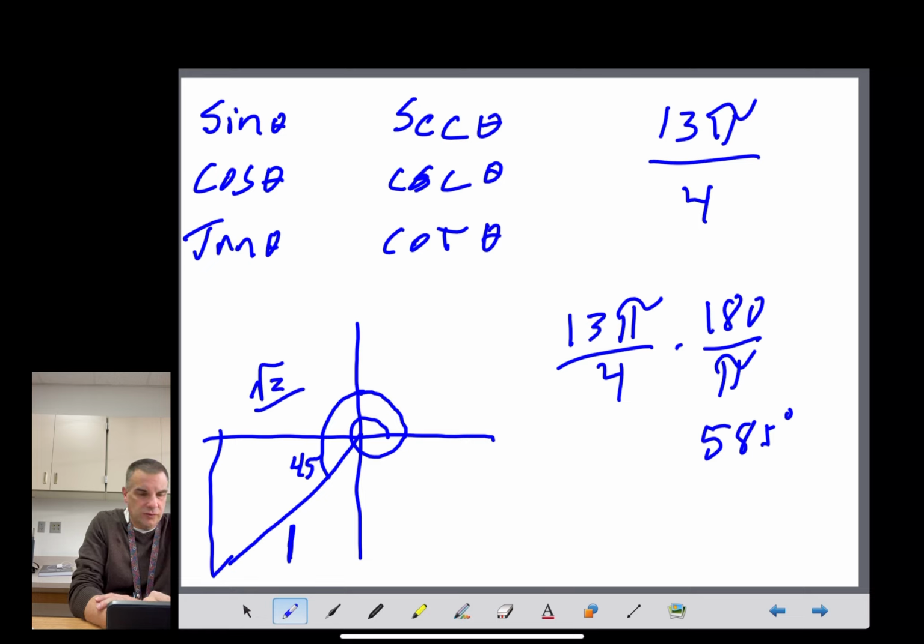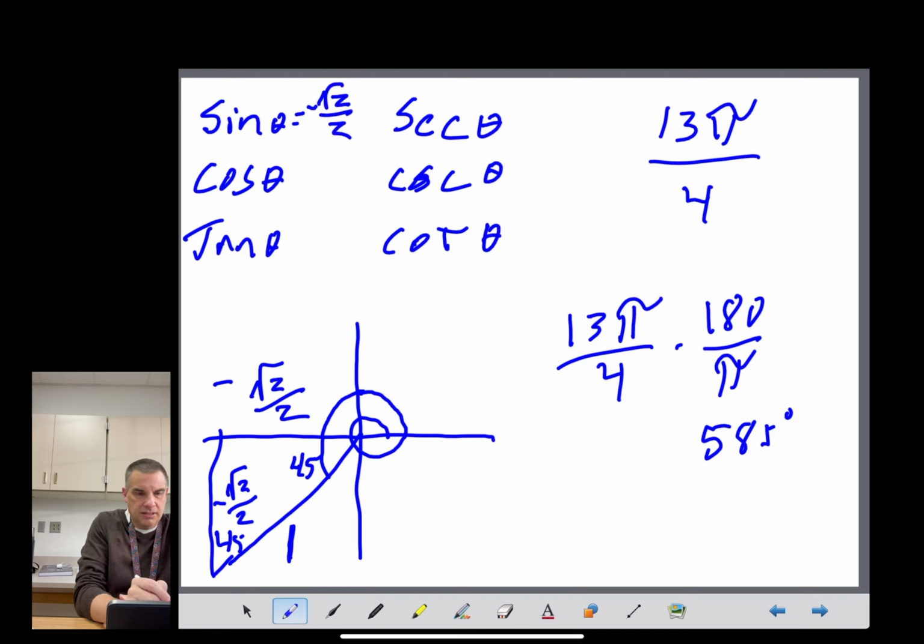Square root of 2 over 2, and that's got to be negative. And this has to be the negative square root of 2 over 2 as well. So we've got a 45, 45, 90. Now we're going to do the sine, cosine, tangent. So sine is opposite over hypotenuse. So that's the negative square root of 2 over 2.